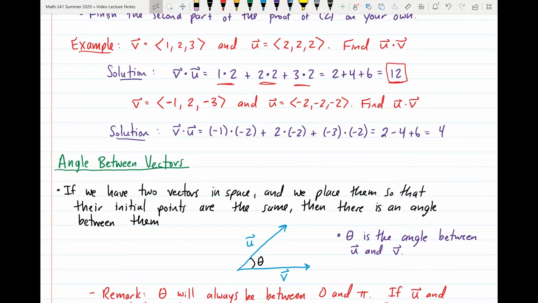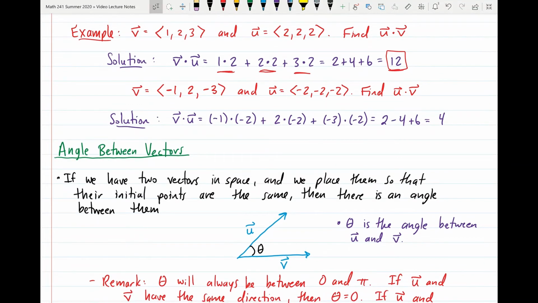And one other example, just changing the numbers up a bit. Let's say that V is equal to -1, 2, -3, and U is equal to -2, -2, -2. And again, we want to find the dot product. So we're going to multiply the components just as we did before. We get -1 times -2 plus 2 times -2 plus a -3 times a -2, and we end up finding that the dot product is equal to 4. The point of this second example here is just to show that the definition does not change regardless of whether the components of our vectors are positive or negative. It is possible to get a dot product that is negative. So just heads up for that.